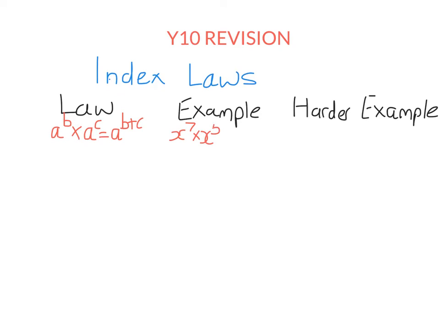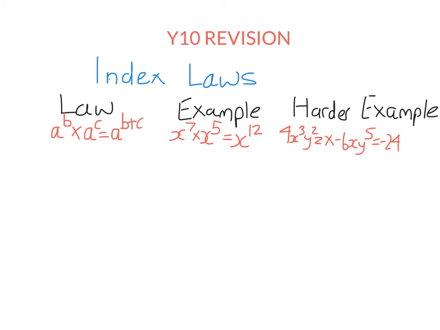What you do is just keep the same base and add together the powers. Easy as that. For a harder example, I'll show you one where there are different pronumerals and also numbers. Let's say I have 4x cubed y squared z times negative 6xy to the power of 5, for example. In this situation, you do the letters and the numbers separately. So 4 times negative 6 is negative 24.